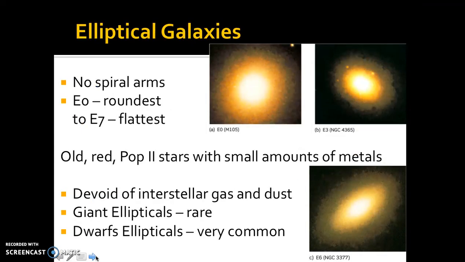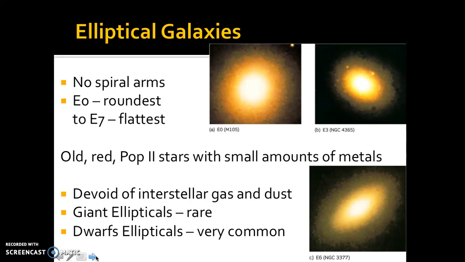Okay, the next type of galaxy are elliptical galaxies. These look pretty much like they sound. They're elliptical in shape, okay, no spiral arms. Generally, it looks kind of just like the central bulge, okay? So elliptical galaxies are further classified by number, E0 through E7, where an E0 elliptical galaxy is more round, and an E7 galaxy is flatter. Okay, down in the image below is an E6 galaxy.